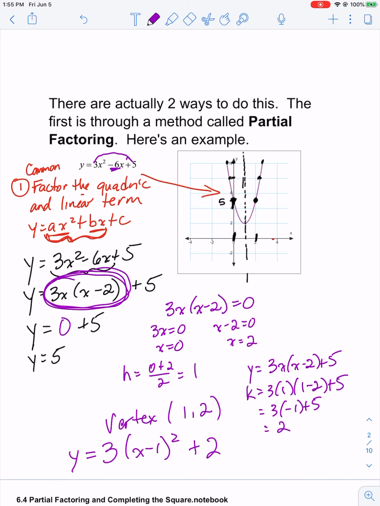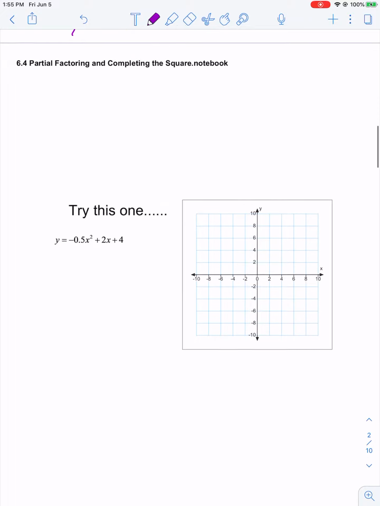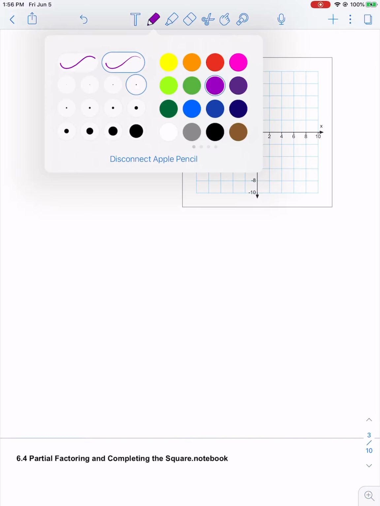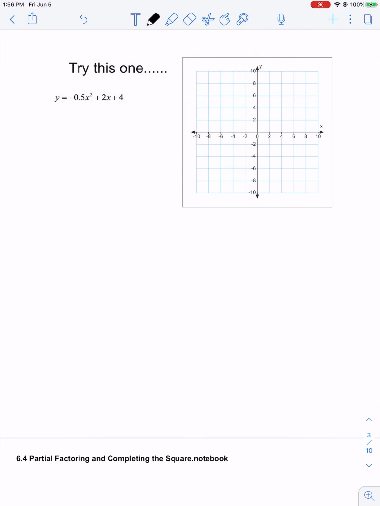Okay, so let's try another one. I'll get you started on this one just because the partial factoring part might be a little confusing because you are factoring out that negative 0.5 there. But then after I'm done, I want you to stop the video, complete it, and then come back and check to see what your answer is. If you think you can start right from scratch, then go ahead.